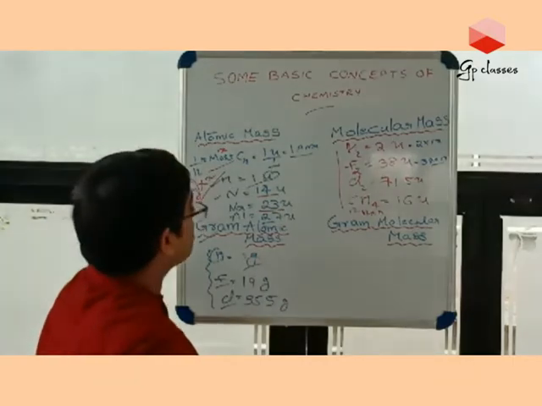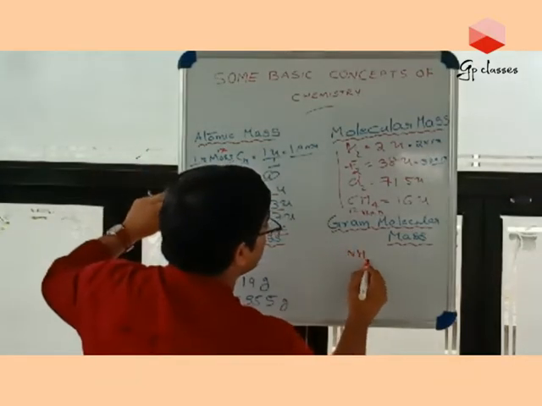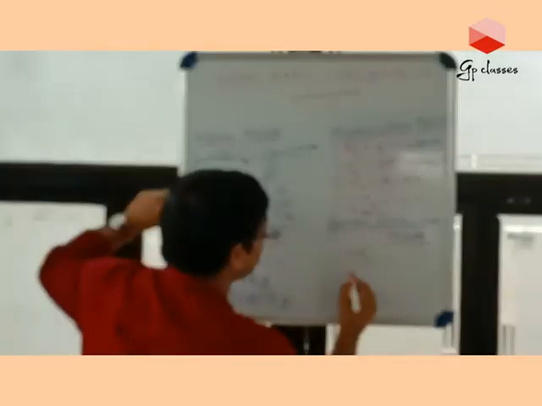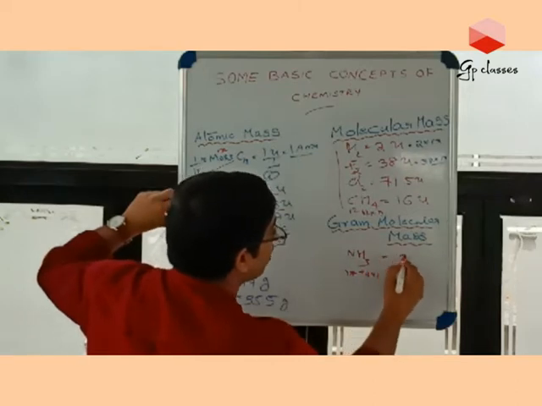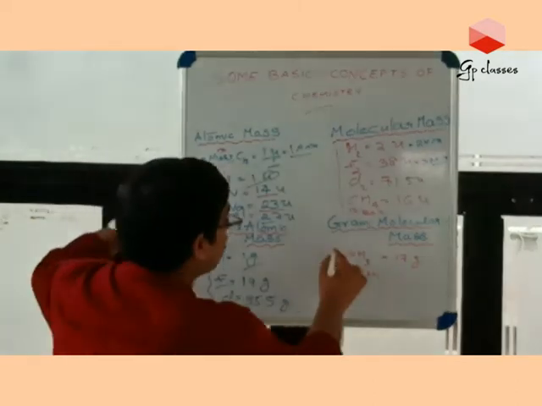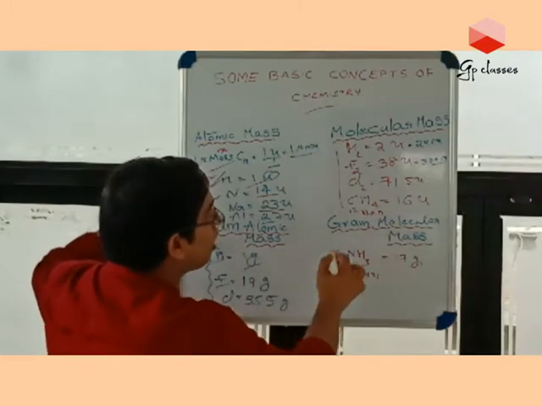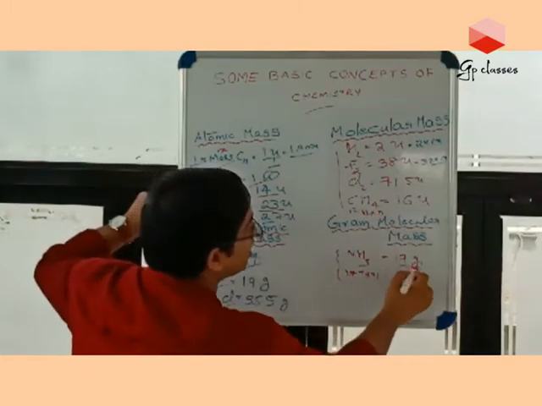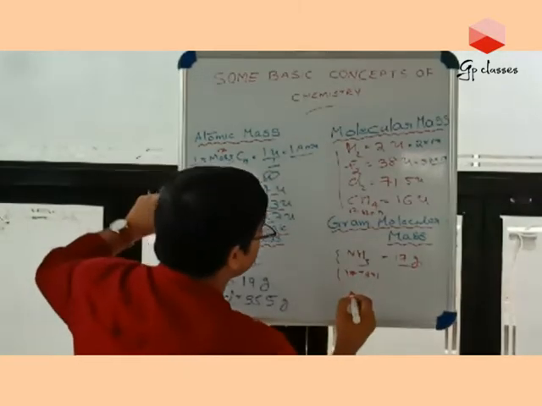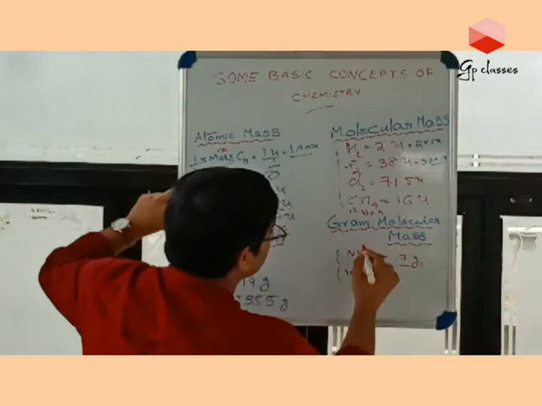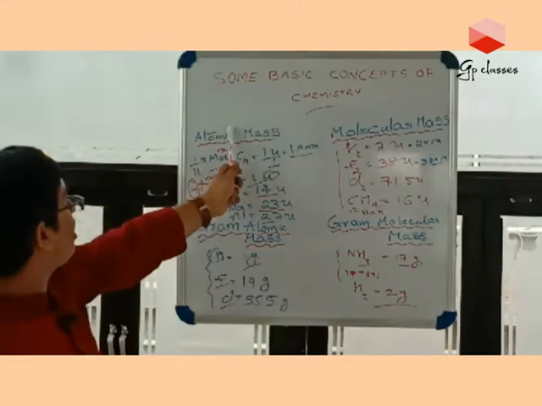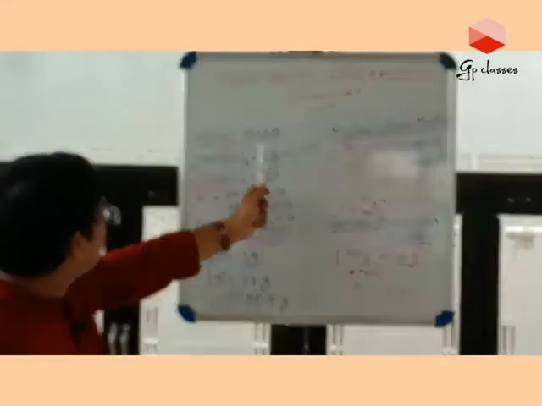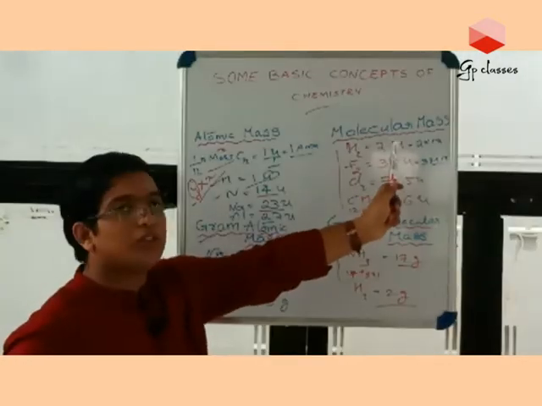So let's look at other examples. Let's take ammonia, that is NH3. You know nitrogen's mass is 14. What about hydrogen? 3 into 1. So the gram molecular mass of ammonia is 14 plus 3 into 1, that is 17 gram. Let's take another one, hydrogen itself, the H2 molecule. The gram molecular mass of the H2 molecule is 2 gram. Very simple. You can change atomic mass to gram atomic mass by simply changing the unit from U to G, and you can change molecular mass to gram molecular mass by simply changing U to G.